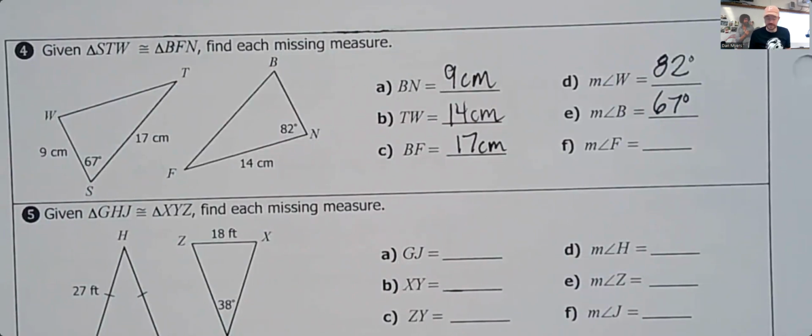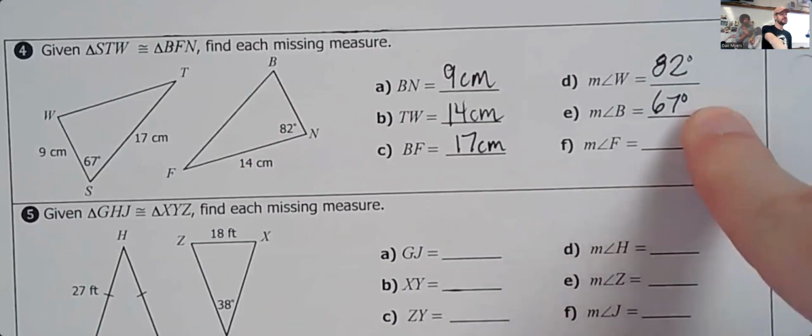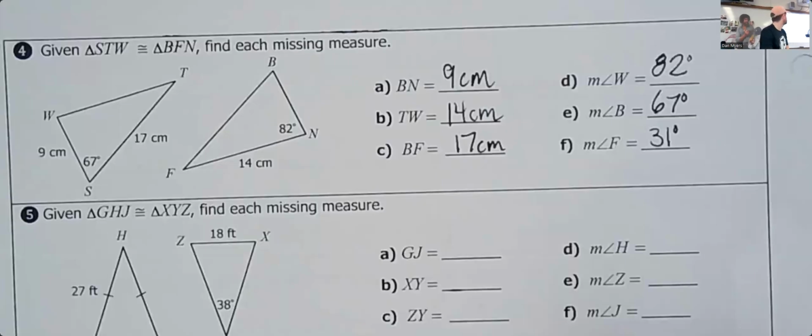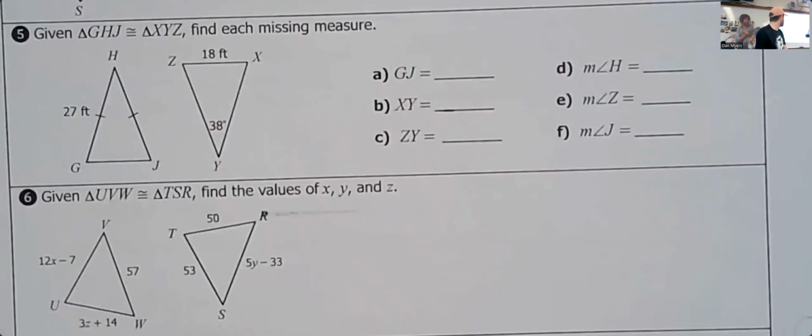How many degrees is angle F? 31. Good. Why do we know that? You got it. Because the three angles of a triangle add up to what? 180. We've got two of them, so take those away from 180, and you get 31 degrees. Nice. So once you actually learn how to match up the parts, these are not too bad. Pretty quick, actually.